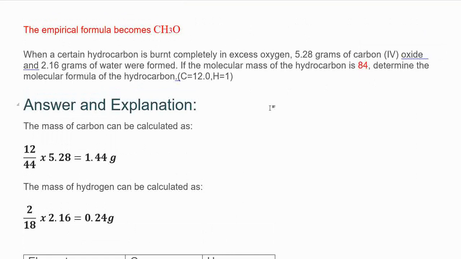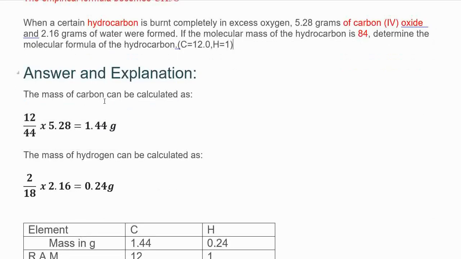But first we will do the same thing we have done. We know we have 5.28 grams of carbon dioxide. Remember, we want a hydrocarbon. A hydrocarbon is a compound that is made up of hydrogen and carbon only. So here we don't need oxygen, we need carbon and hydrogen. So from carbon dioxide we will obtain carbon. From water we are going to obtain hydrogen. That is what we want.